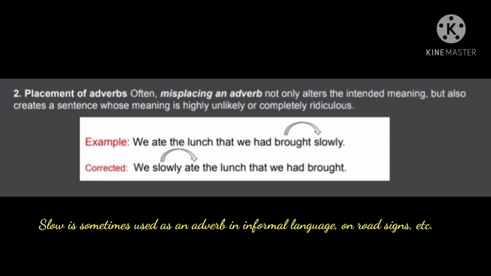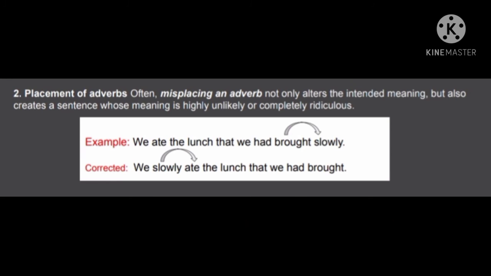To make the sentence correct, we need to move or place the adverb in the correct place. The corrected one is: We slowly ate the lunch that we had brought. So as we analyze the sentence, we place the adverb next to the action word ate. So the sentence would be completely understood by moving the adverb to the correct place.